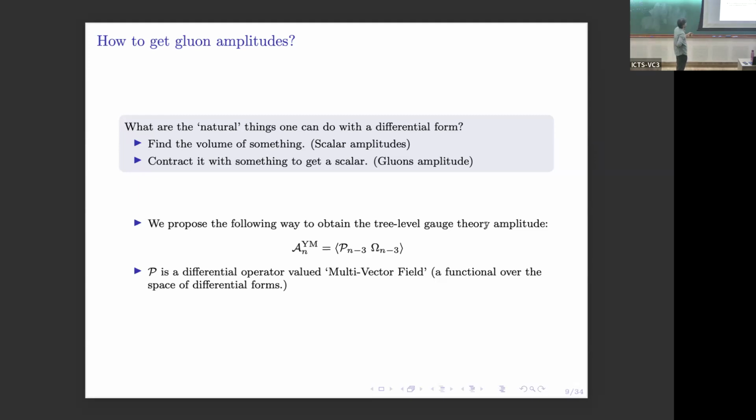And now what is the next thing that we can think of? We can contract it with something to get a scalar. And we say that when you contract with something to get the scalar, it is a gluon amplitude. So here we will see how that can come about, okay? We propose the following way to obtain the tree-level gauge theory amplitudes, where the script P is a differential operator valued multi-vector field. That just means it's a functional over a space of differential forms, okay? Yeah, P is a differential operator.